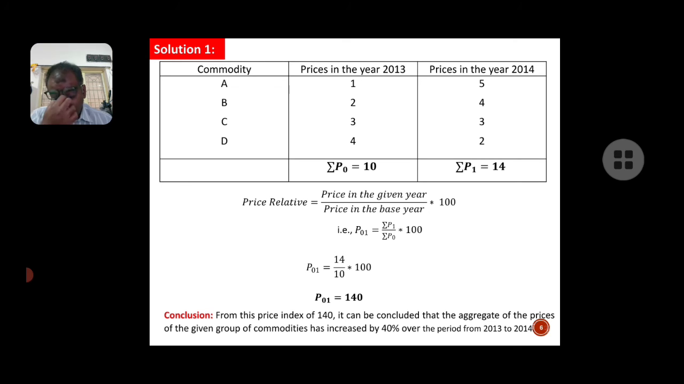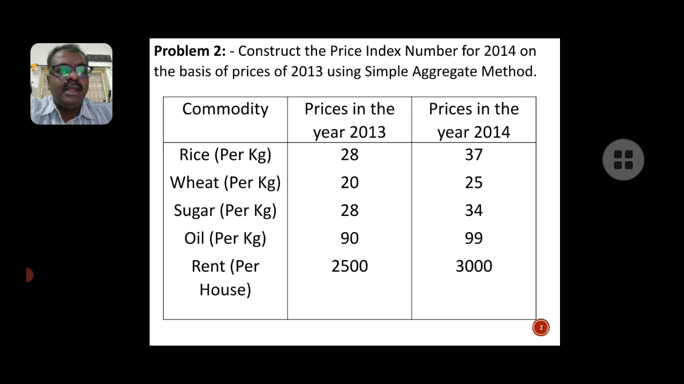These types of questions can either be asked for 2 marks or 5 marks. So I hope you have understood the solution. Let's look at one more question. Construct the price index number for 2014 on the basis of prices of 2013 using the simple aggregate method. Now we have been given 6 different commodities, prices in the year 2013, prices in the year 2014. So 2013 will be considered as the base year and 2014 will be considered as the current year.